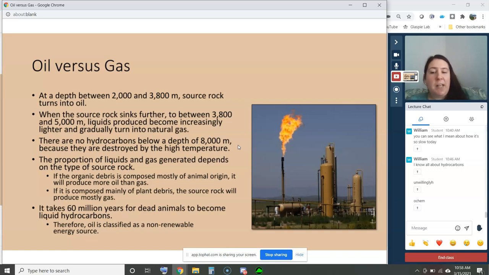It takes 60 million years for the dead animals that form the source rock to become liquid hydrocarbons. And so this isn't something that once we use it up, it can easily be reformed. And that is why oil is classified as a non-renewable energy source.